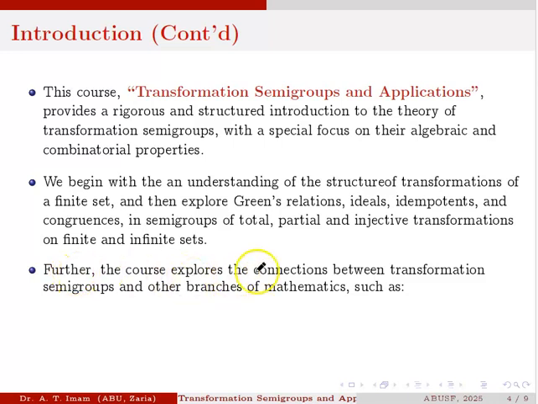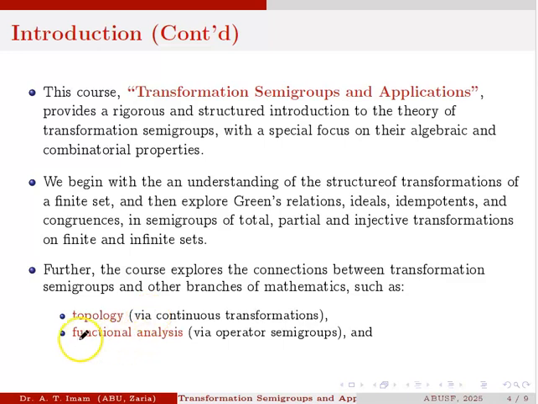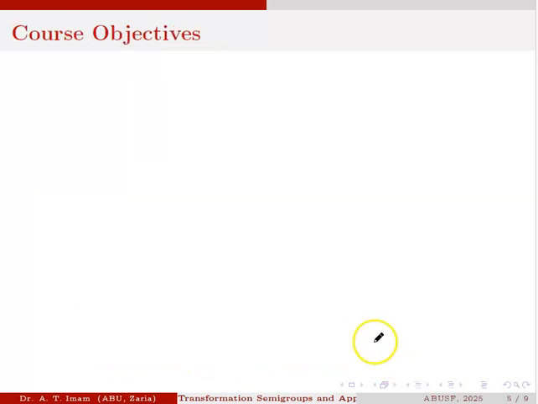Further, the course explores the connection between transformation semigroups and other branches of mathematics, such as topology. We will look at the connection between transformation semigroups and topology via continuous transformations, and also functional analysis via operator semigroups, and computer science via automata and rewriting systems.